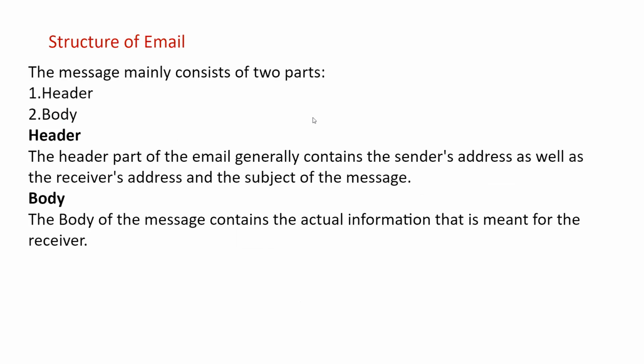So what is the structure of the mail? The structure of a mail is that it should have the header and the body. The header says where you are from, to whom you are writing, who you are. The body is for what you are writing. The header has the sender address as well as the receiver address and the subject of the message, and the body contains the actual information meant for the receiver.